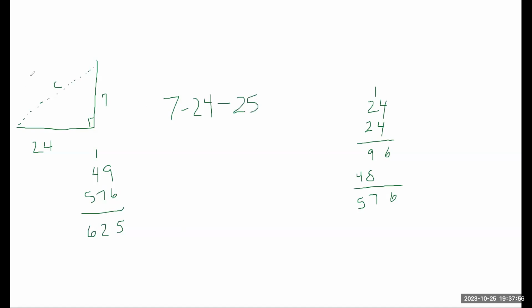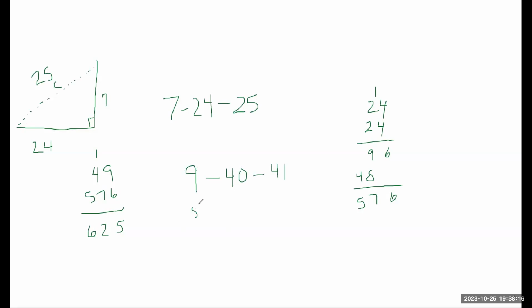So the length of this hypotenuse is rather long. It's almost the length of this side. So we have a 7, 24, 25 Pythagorean triple. The last one is a 9, 40. And you should have gotten 41.